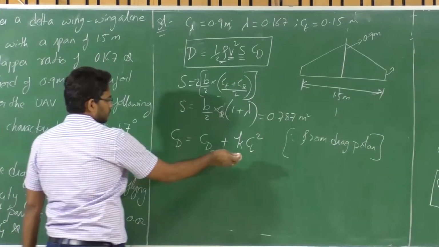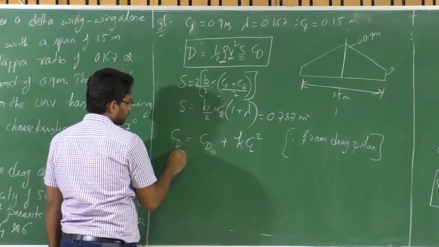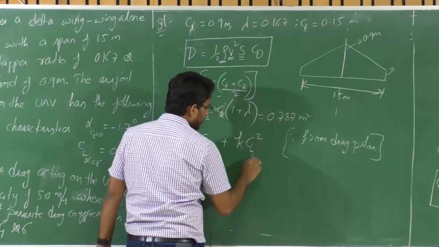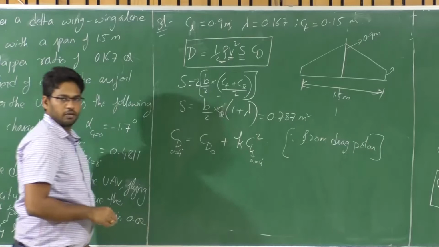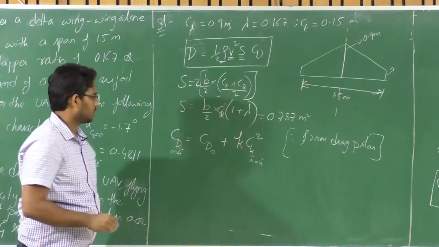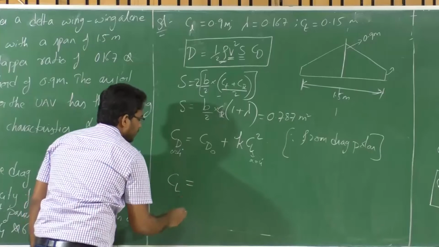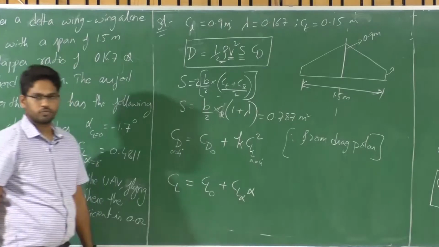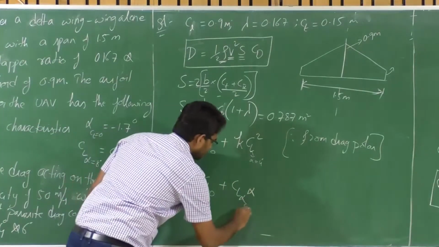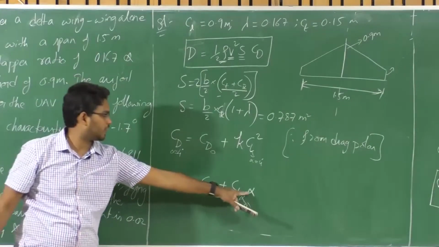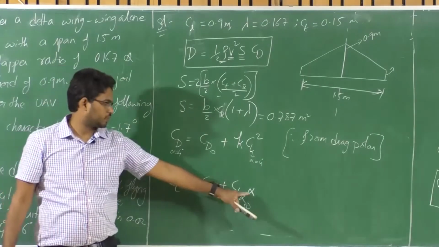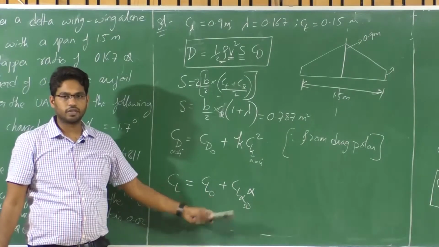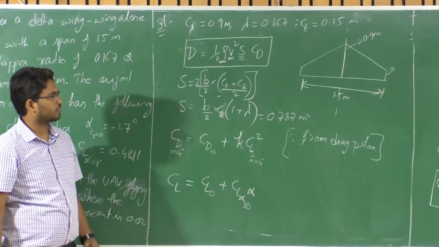Am I correct? So if I have to find CD at alpha equal to 4 degrees, I need to know the corresponding CL at alpha is 4 degrees. So what is this CL? CL 3D is equal to CL naught 3D plus CL alpha 3D times alpha, right? When I change the angle of attack, the corresponding CL value changes. If I substitute 4 degrees here, I will get the corresponding CL given CL naught and CL alpha 3D. So how do I know CL naught and CL alpha 3D?